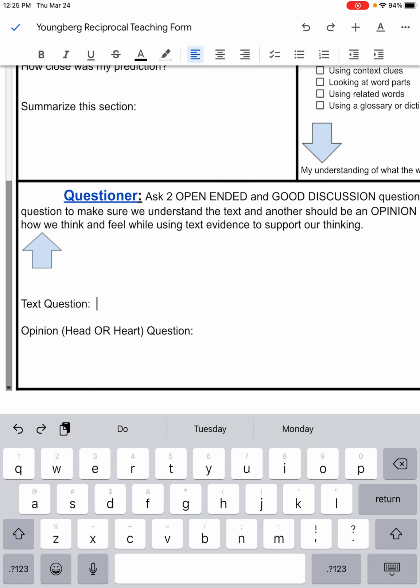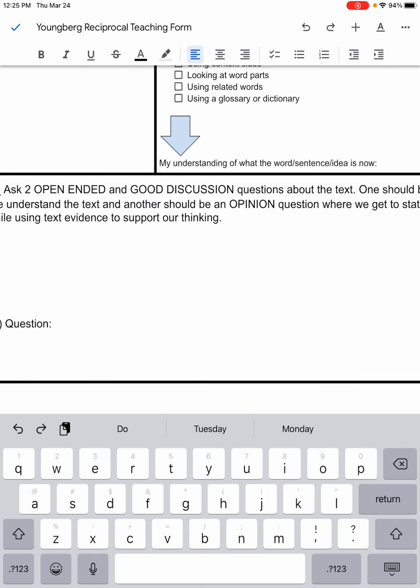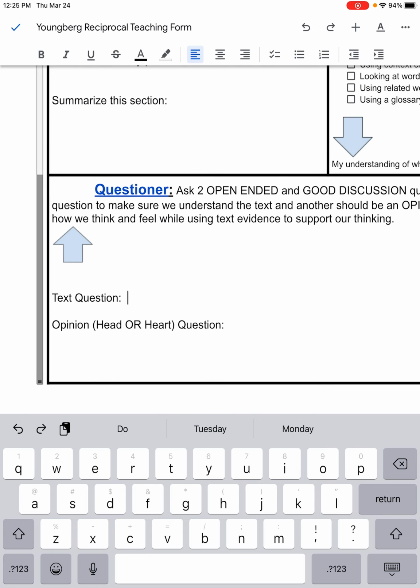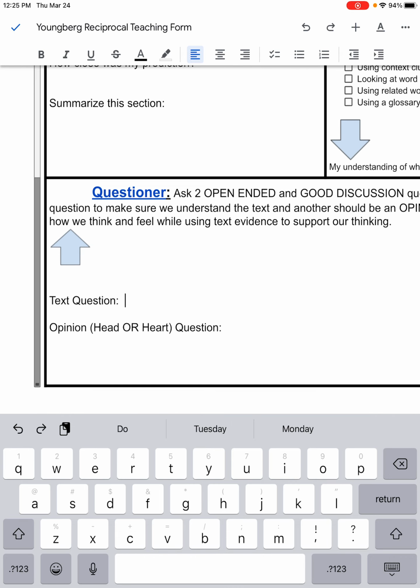Ask two open-ended and good discussion questions about the text. One should be a question to make sure we understand the text, and another should be an opinion question where we get to state how we think and feel while using text evidence to support our thinking.